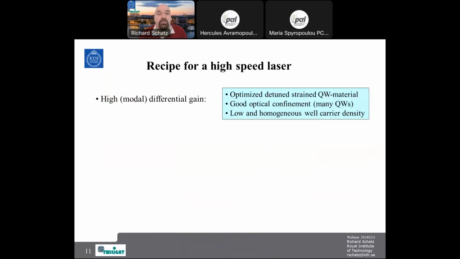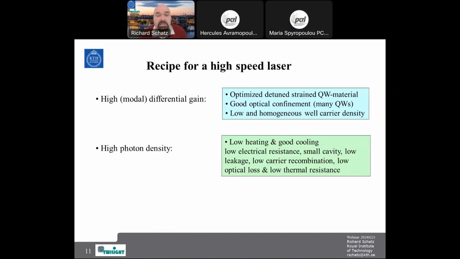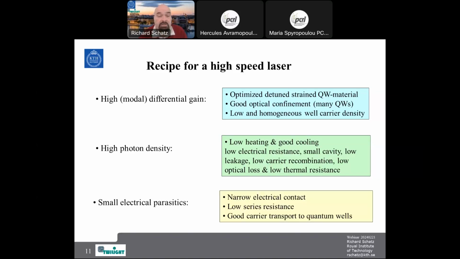So then we can say the recipe for a high-speed laser is to have a high modal differential gain to get a good D factor, a high photon density, and in order to get that, you need to have low heating and good cooling, and small electrical parasitics. That means you should optimize your electrical contact and also see that the series resistance and carrier transport to your wells are optimized.